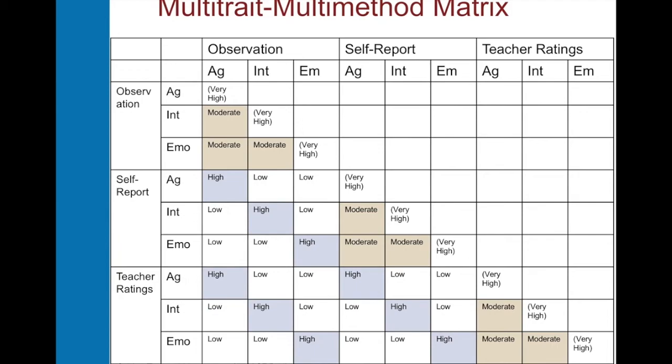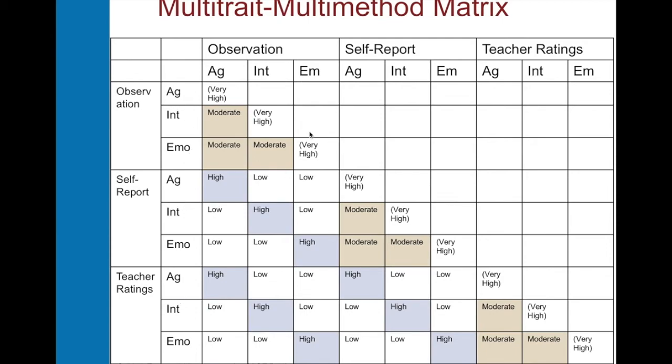Let me check to see if the table in a textbook is actually correct. Okay, yeah, just double checking. All right, so it's the same table over here, just formatted slightly differently. So you have observation, self-report, teacher ratings, aggression, intelligence, and emotional stability. Similar type of configuration over here: observation, self-report, teacher ratings, aggression, intelligence, emotional stability.